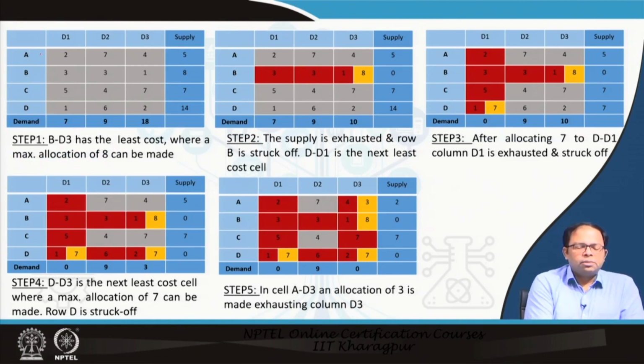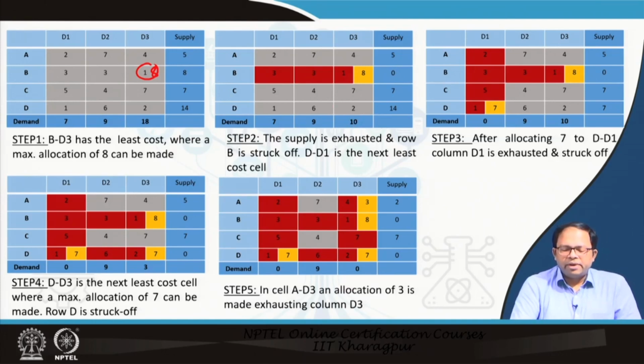Over here, the least cost is BD3, which has the least cost of 1. So we will start allocating over there. How much can we allocate? Out of 18 and 8, we can allocate 8 over here. So that is being done. If I do that, this becomes 0, and we are left with 10 amount of goods that need to be sent to D3. So we left 10.